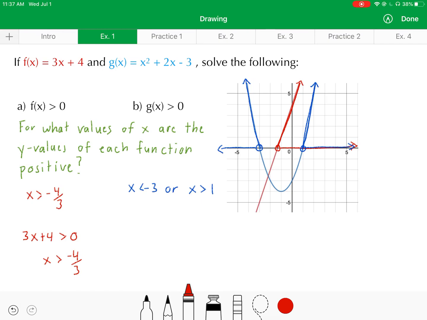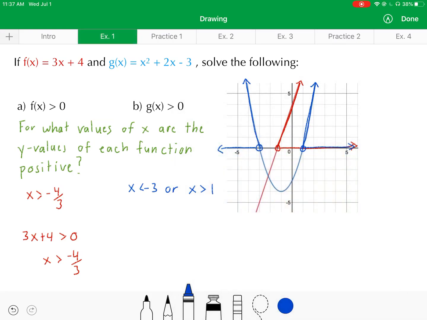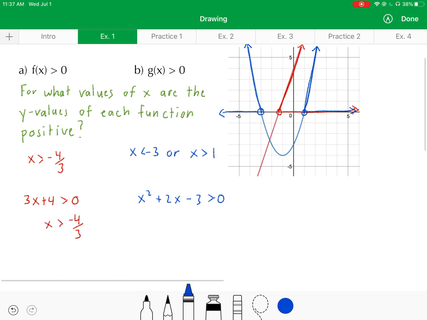If we try the same approach for a quadratic, here's what's going to happen. I see this all the time from students. They're going to try to take the exact same approach as what we did in the linears. They're going to take x squared plus 2x minus 3, substitute that in for g of x, and then typically what happens is they try to factor. They end up with x plus 3, x minus 1 greater than 0. And then from here, they try to solve this the exact same way as if it were an equation.